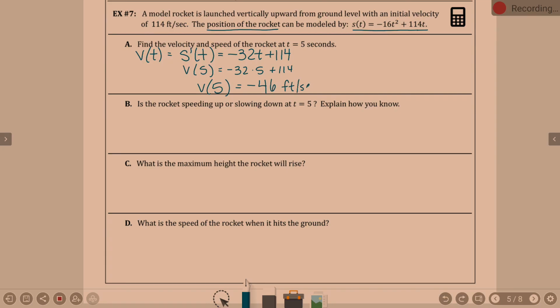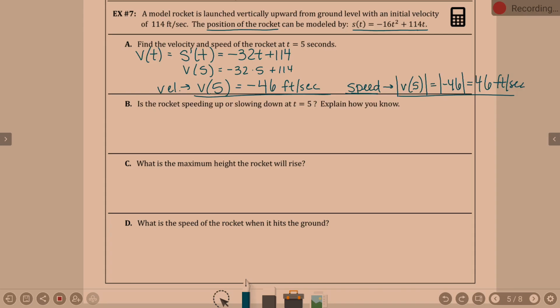That is my velocity. It also asked me to find speed. What about speed? It'll be 46 feet per second, because speed is the absolute value of velocity. So it's going to be the absolute value of negative 46, which is positive 46 feet per second. Okay?